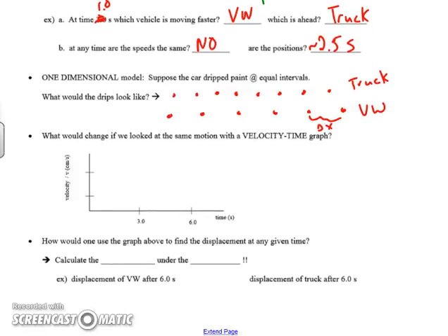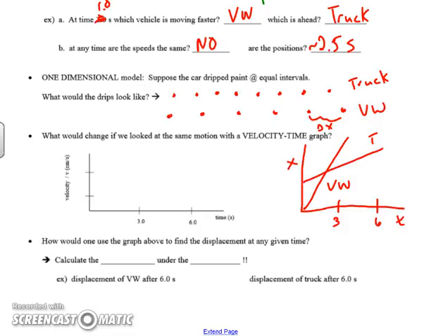Okay, now what if we want to take the same information? You can't see it on the smartboard right here, so let me try to do a simple replication of the graph. So here's our truck, and then we have our VW. This is 3 seconds, this is 6 seconds. What if I want to look at the speed versus time? I want to translate this into a different type of graph. So to go from position versus time to speed versus time, how would I go about doing that? Well, I would just literally take my interpretation and try to apply it to the graph.